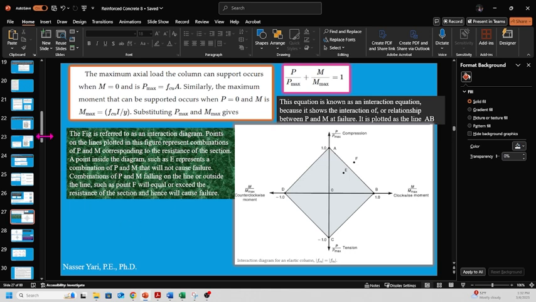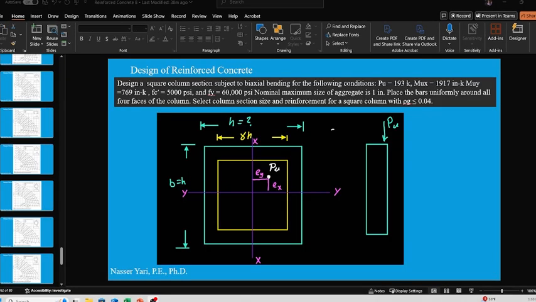So let's go back to the problem. What I have done, I used Excel to solve this problem. Just take a look at these numbers. The load applied to this column is off center, and we are given Pu, and they already calculated the Mux and Muy, which makes it easier. So all we have to do is find the size of the column and the rebar that is going to be in it. Okay, so let's get to work.